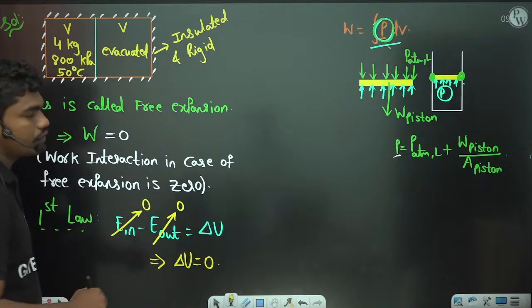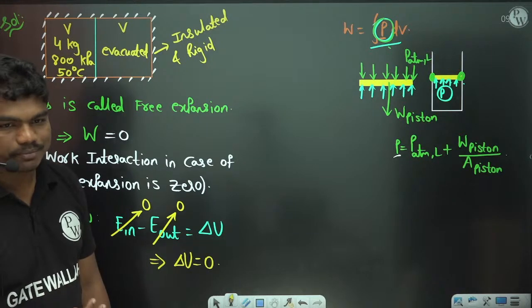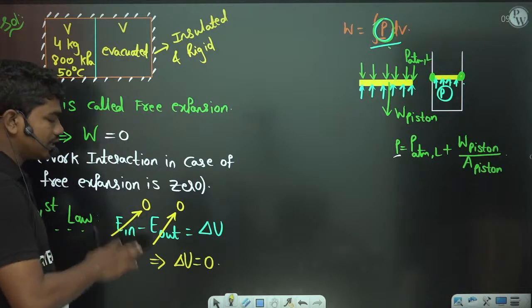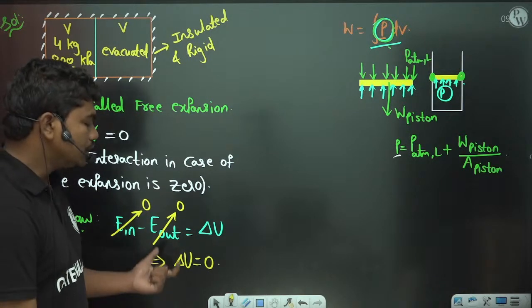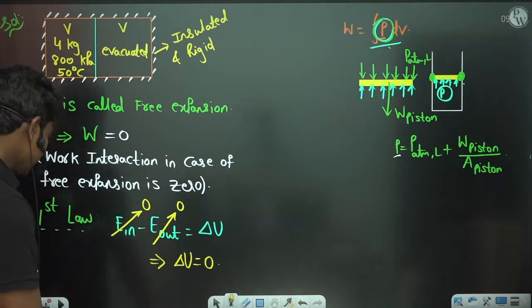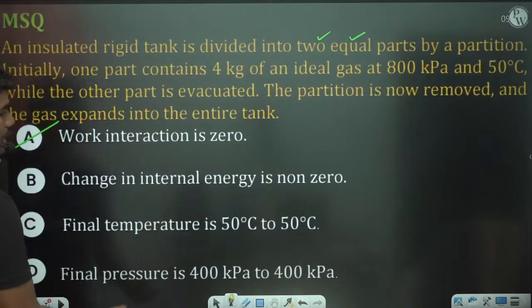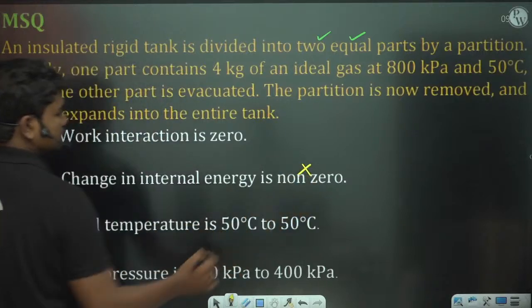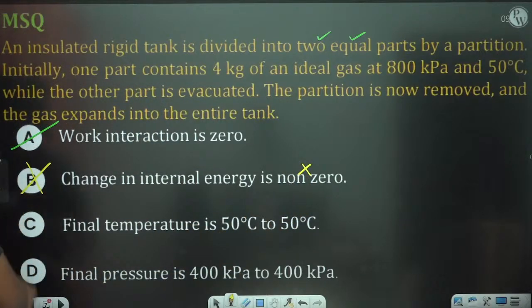So this is the case of free expansion, and in free expansions you can clearly see there is no energy interaction, no energy in and energy out. Therefore delta U is actually 0 in this case. So change in internal energy is non-zero is the wrong answer. It is actually 0, so that's why this option is wrong.